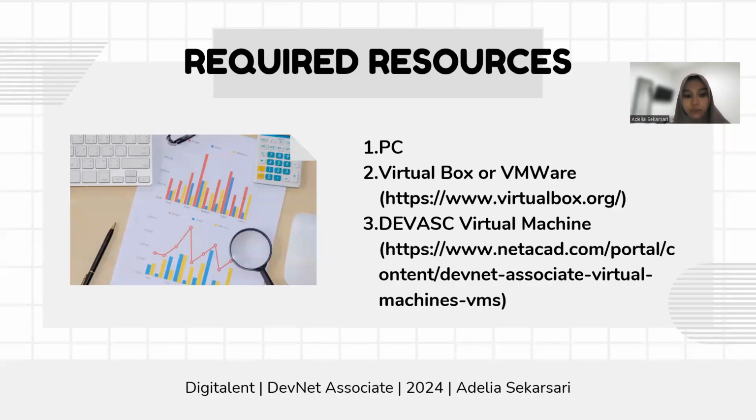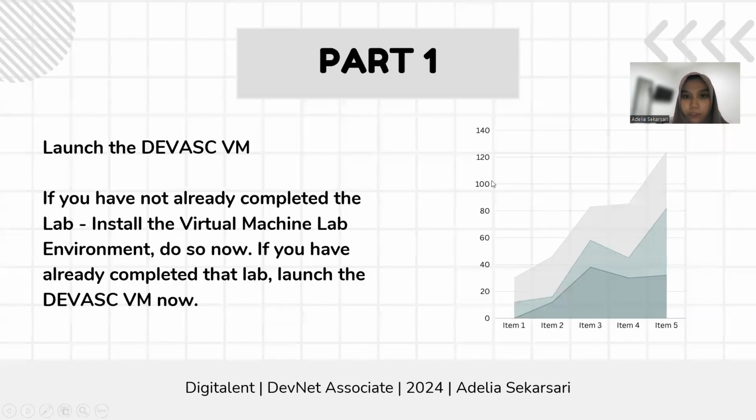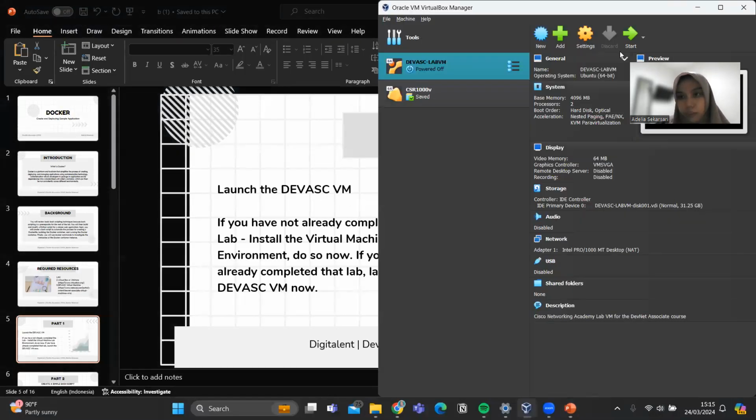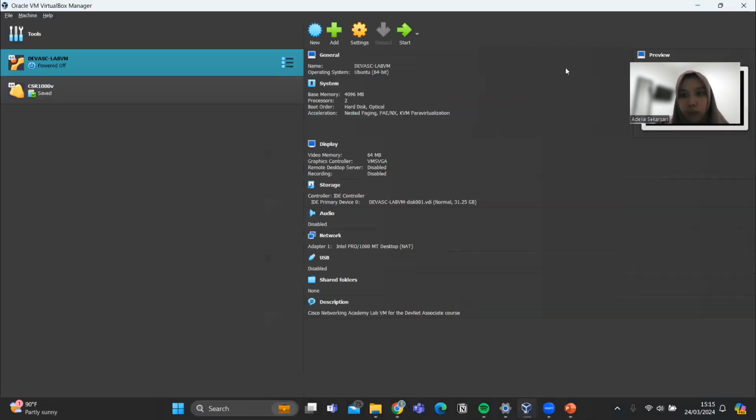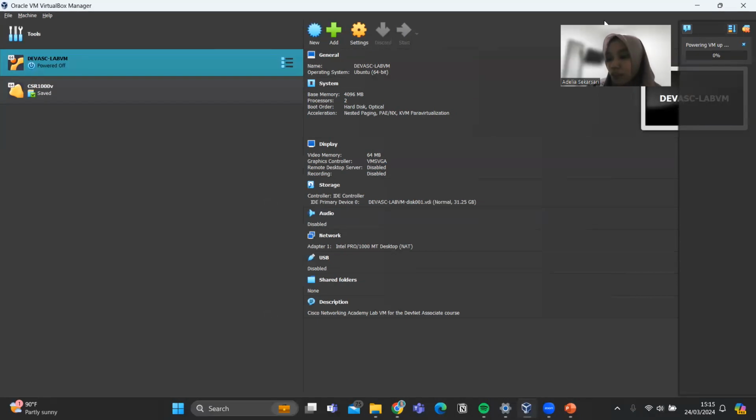To save time, we can jump straight into the practical aspect. So the first one, part one, is you need to launch the VM. We can go to the VM, and if you have already downloaded it, you can go to the lab VM and start. It may take a while, but you just need to wait through it.